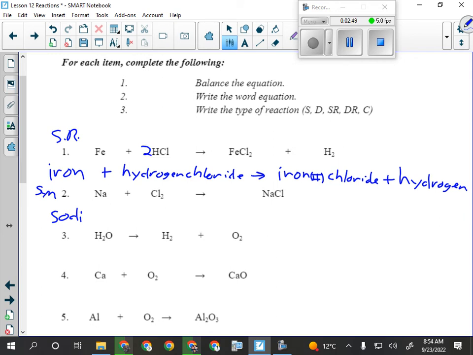Okay, back to number 2. Sodium plus chlorine. Okay, does the fact that chlorine has a 2 beside it change its name? Nope, it's an element still. That's one of the special elements, right? So we still write it that way. Okay, and that's going to make an ionic compound, sodium chloride.